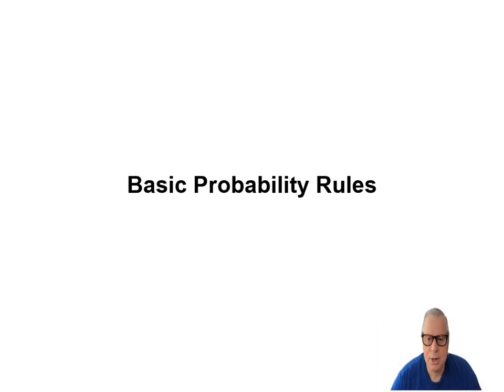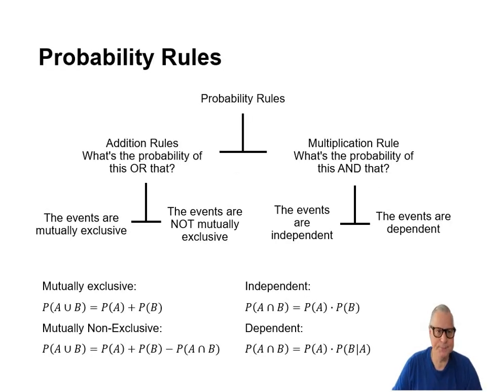Okay, let's talk about some basic probability rules now. And as I mentioned earlier, the concepts of mutually exclusive versus non-mutually exclusive, dependent and independent events will play an important role here. So here you have essentially a decision tree for when to use different kinds of probability rules.